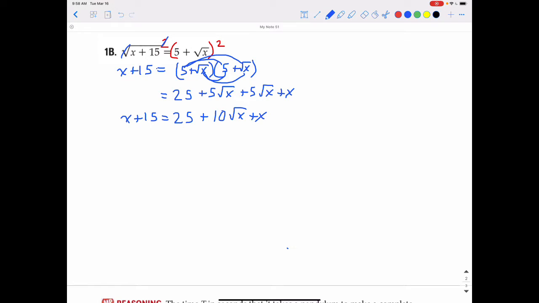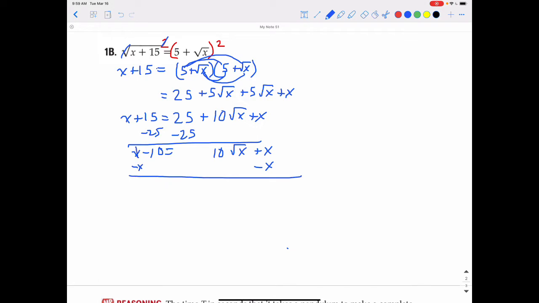Now we're going to isolate the radical on the right side by moving things over to the left side. So I can subtract 25 from both sides. So x minus 10 equals 10 square root of x plus x. And then I'm going to subtract x from both sides. So that cancels that out, and I get negative 10 equals just 10 square root of x.